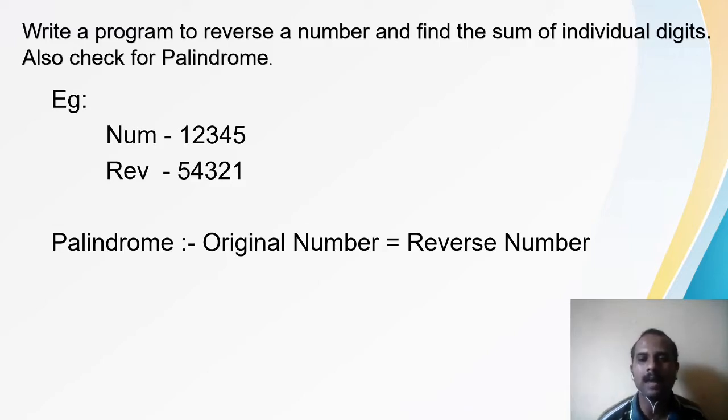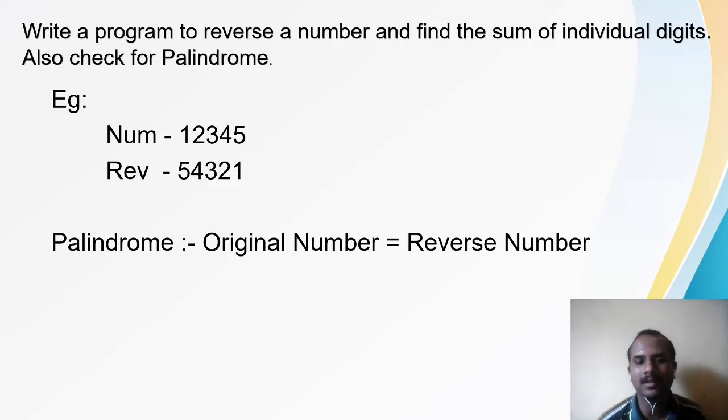What is the second part? You have to find the sum of the individual digits. That means 1 plus 2 plus 3 plus 4 plus 5. So I have to add them. For example, here the sum will be 15. The sum will be 15. So you have to calculate the individual digit sum.